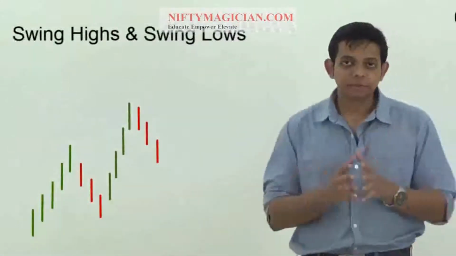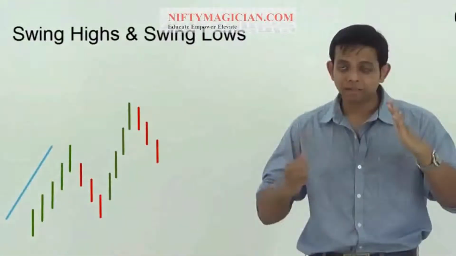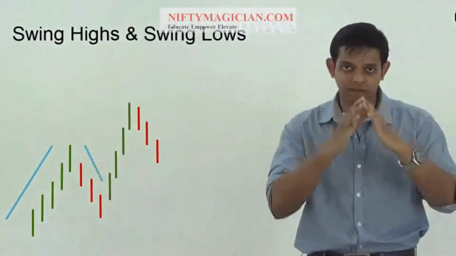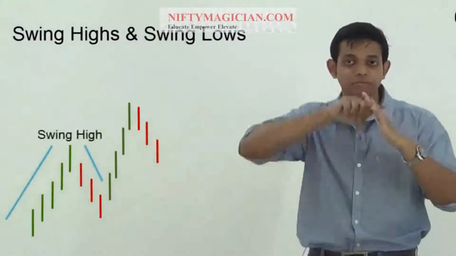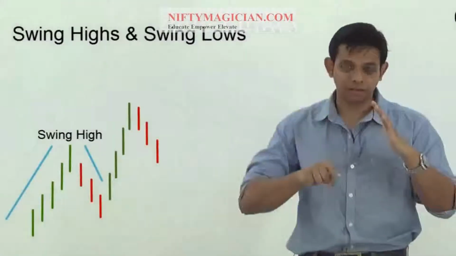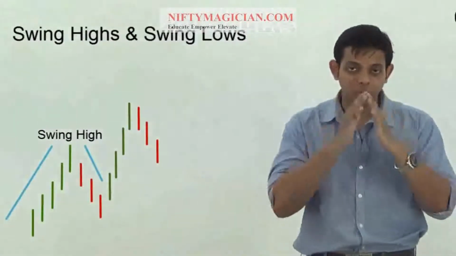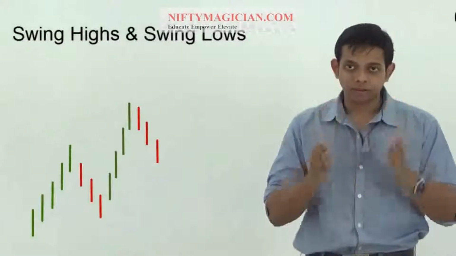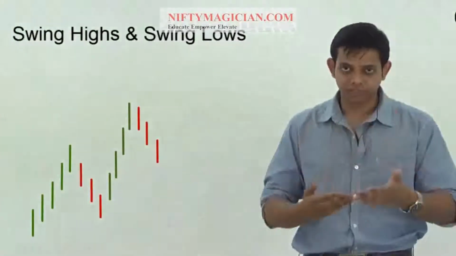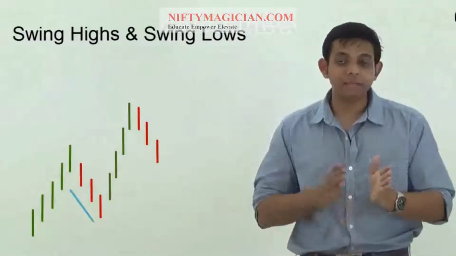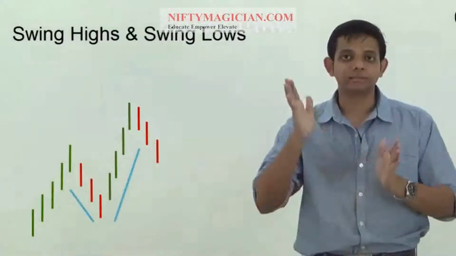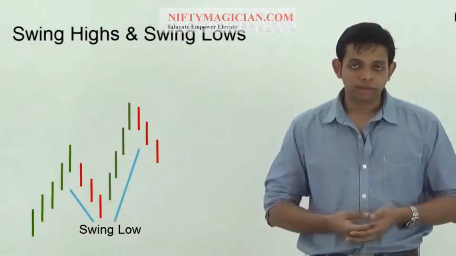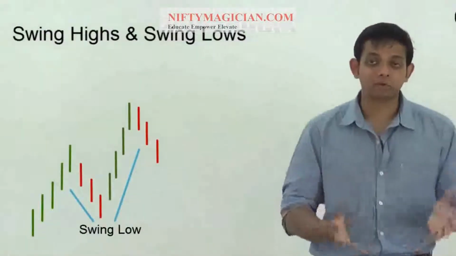Simply put, the meeting point of a rally, an up move, and the meeting point of the immediate decline, this tent or this mountain or this peak, is a swing high, right? The opposite of this is a swing low, meaning the meeting point of a decline and the meeting point of a rally is a swing low. Now, trends are made up of swing highs and swing lows.